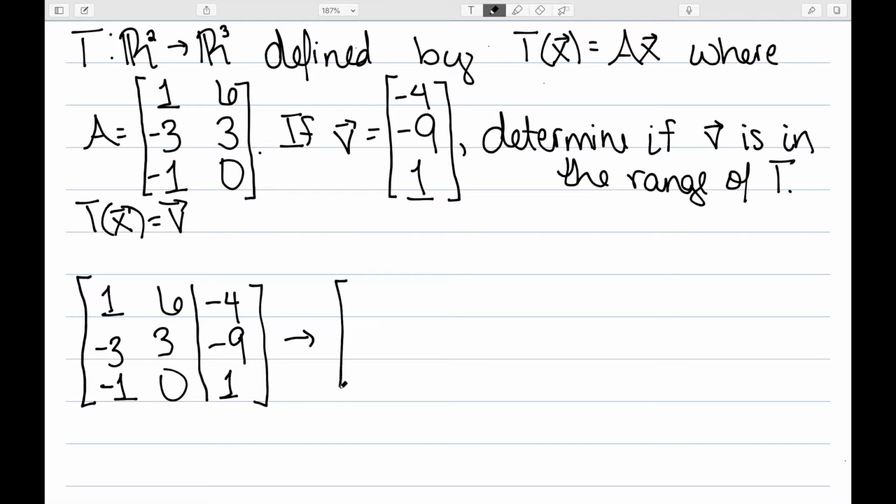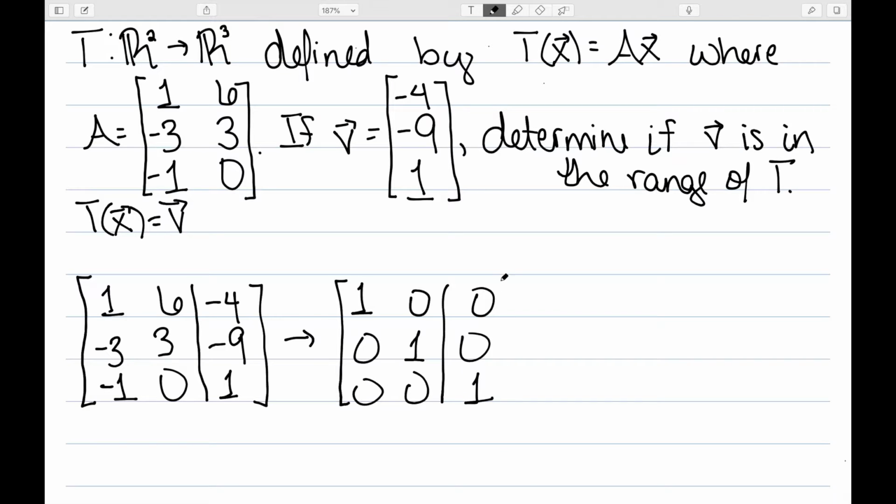And when we try to row reduce this, what we end up with is that there is no solution. This very last row gives us 0, 0 equal to 1, which is definitely not true. So it is not in the range. Since we have no solution, that means there is no input that would give this as an output.